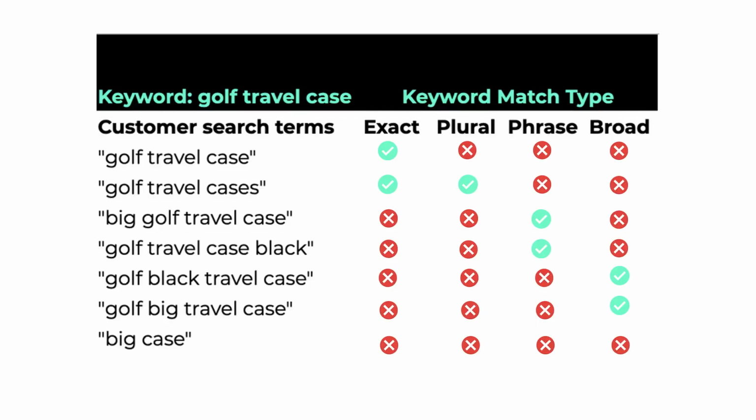So this is just another breakdown in table form of the golf travel case and how you can think about it. So golf travel case is exact in that first case. It's exact in plural in the second. Big golf travel case is a phrase because there's the big in the front. Golf travel case black, because black is at the end, is another phrase. And then golf black travel case and golf big travel case, because they have a word that splits up that exact term, is going to be broad. One thing here too is that even though big and case may be in some of these keywords, in this particular case of golf travel case, that's not going to be any of these. So there's got to be a certain number of words to even achieve a broad status for a keyword.